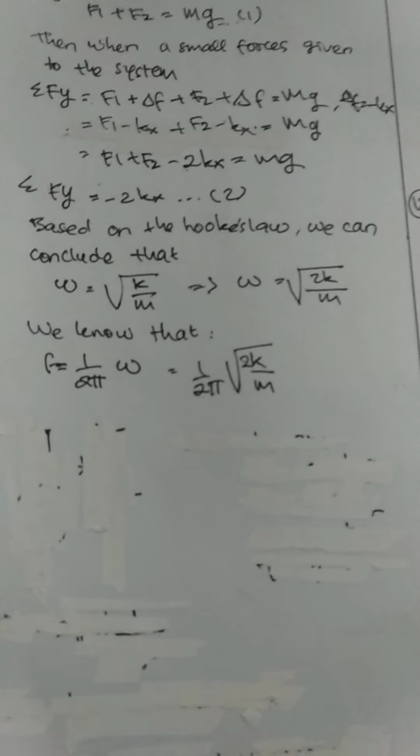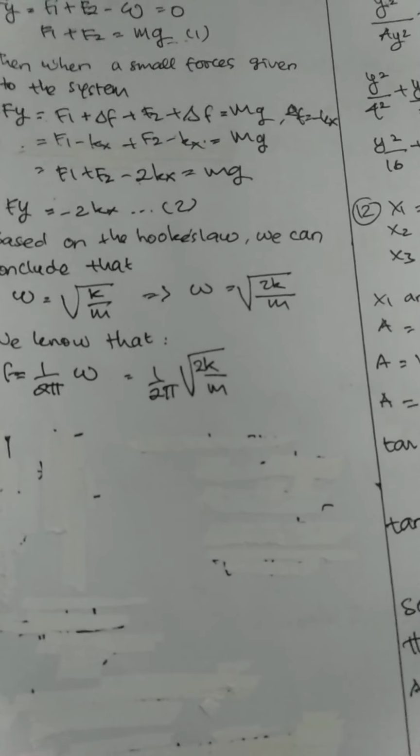And then the next step is sigma Fy equals minus 2Kx. This is the second equation based on Hooke's law, minus Kx. Based on Hooke's law, we can conclude that omega is the root of K per M, and then omega is the root of 2K per M. We know that f equals 1 per 2 pi omega equals 1 per 2 pi root of 2K per M.